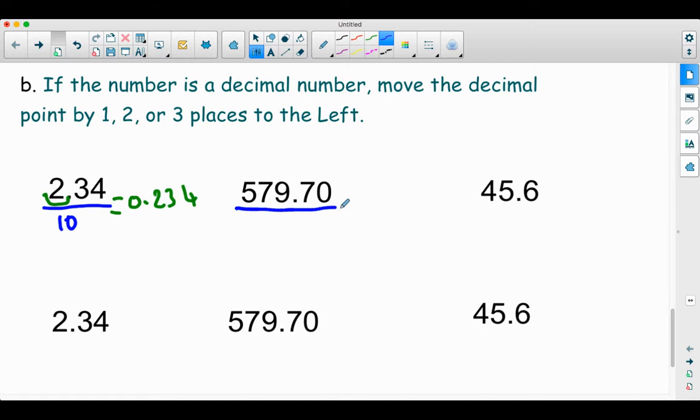If we are dividing 579.70 by 10, we are moving the decimal point 1 to the left. So that will give us 57.970. We are dividing 45.6 by 10, and that will give us, move the decimal point 1 to the left, 4.56.